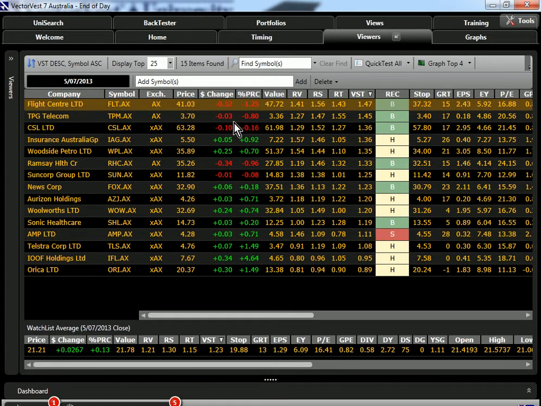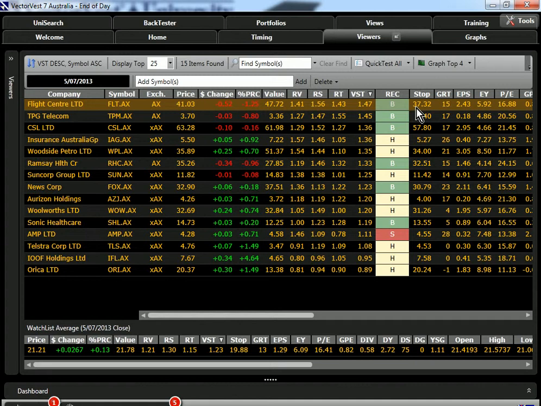For a stock to receive a buy, it's a little bit more difficult. The price of the stock has to be above the stop price. The relative timing has to be above 1, so the stock has to be in an uptrend. The VST also has to be above 1, so there has to be some fundamentals behind that uptrend. And also, the price of the stock has to be diverging away from the stop price.